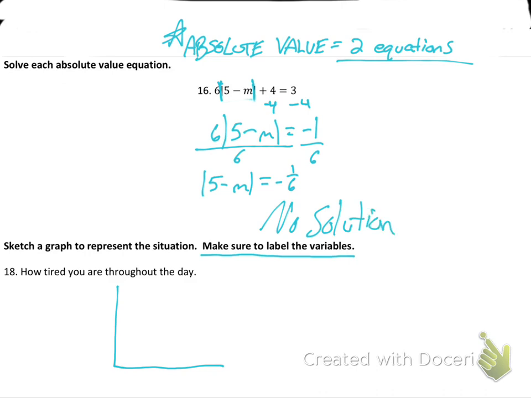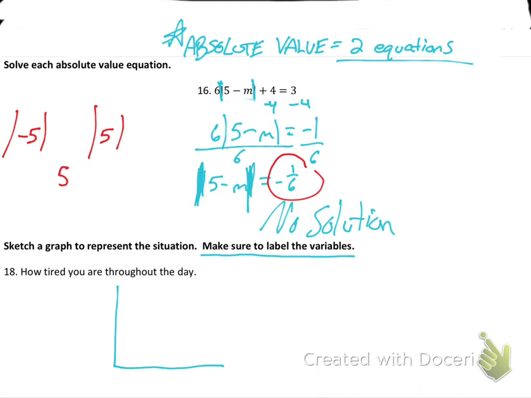Now we have to stop here, and I have to write no solution. Why? Because anything in the absolute value bars has to be positive. It cannot end up being negative, which is what we got right here, because that doesn't make sense. Whether it's -5 or just 5, both of these are 5 spots away from 0, so it's a positive 5.